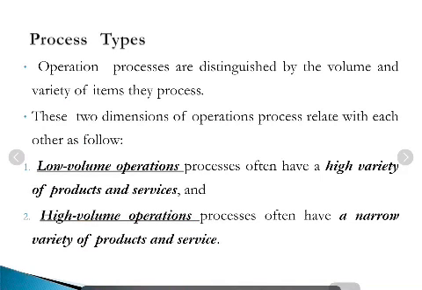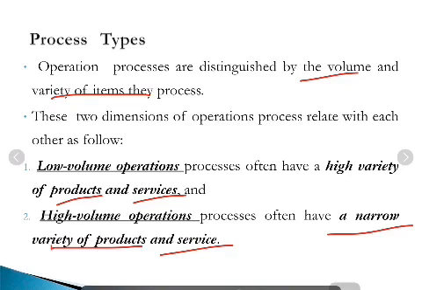When you look at process types, operation processes are distinguished by the volume and also the variety of items they process. These two dimensions of operation processes relate to each other as follows. First we have low volume operations. Such processes often have a high variety of products and services. High volume operations often have a narrow variety of products and services.